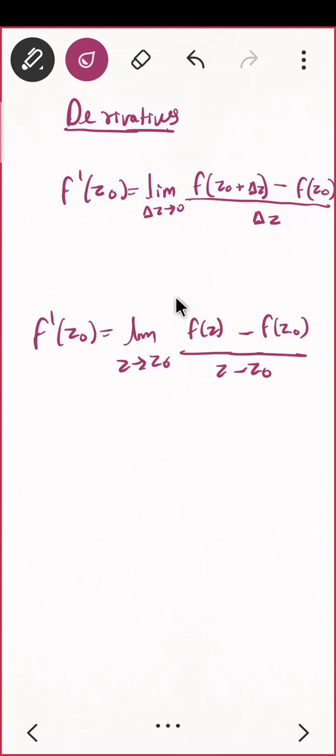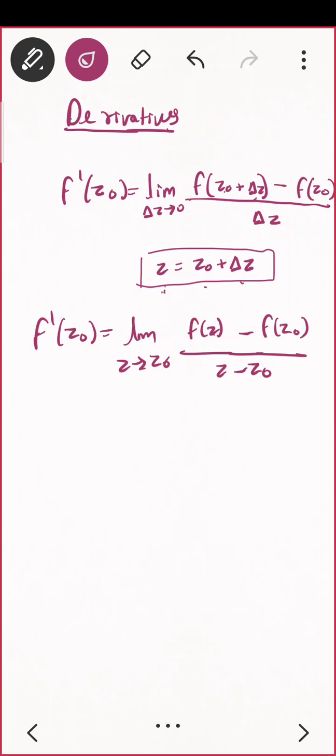From here to here, if you want to come, then at the place of z naught plus delta z, you have to put z. That means put z equal to z naught plus delta z. That's it. Everything will be okay. That means in our case, x equal to e plus h, if I am talking about the real cases. Correct? So this is the definition of derivative, but this is the definition of derivative in terms of limit.